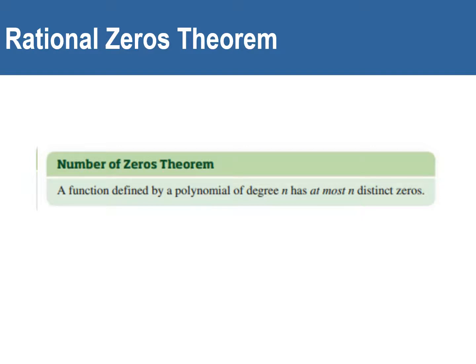So the number of zeros of a polynomial: a polynomial of degree n has at most n distinct zeros. You may have some repeated zeros.